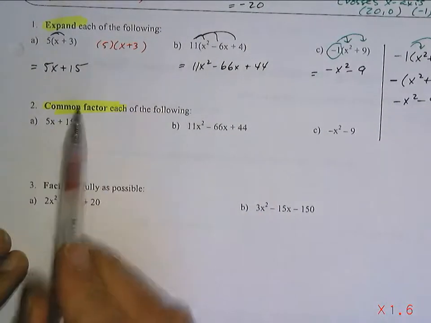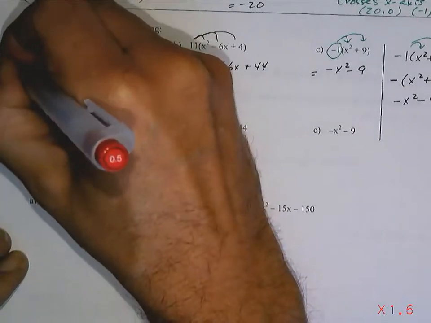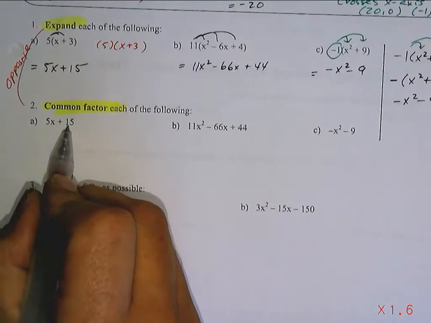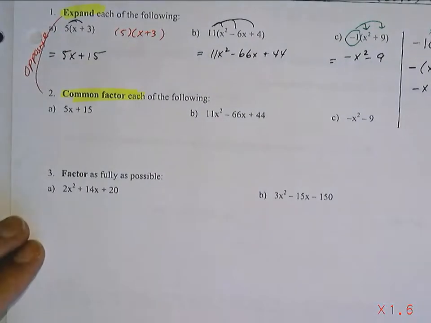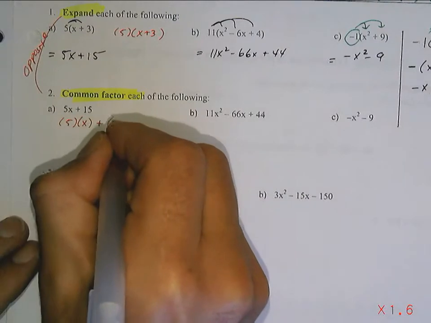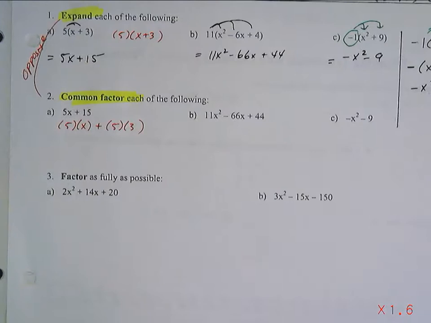So expand, common factor. They're opposite operations. So this has a 5x and a 15. I'm going to write it differently. That still says 5x plus 15. Do you agree with me? Do you notice that they both have a 5? Or a multiple of 5. They both have a 5 in common. Hence, this is called common factoring.